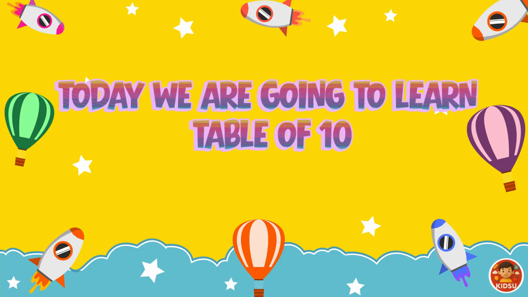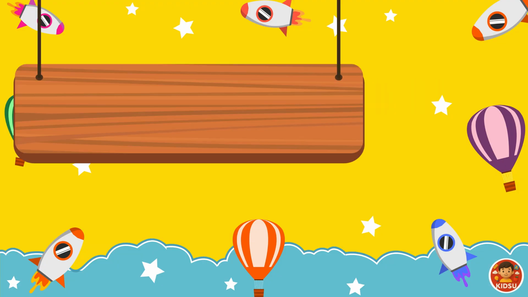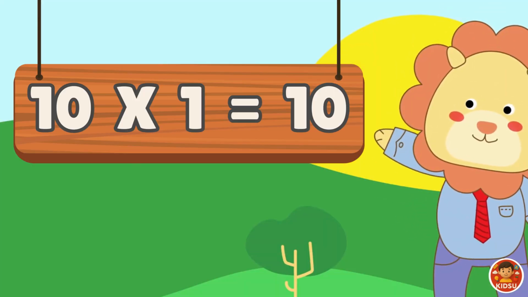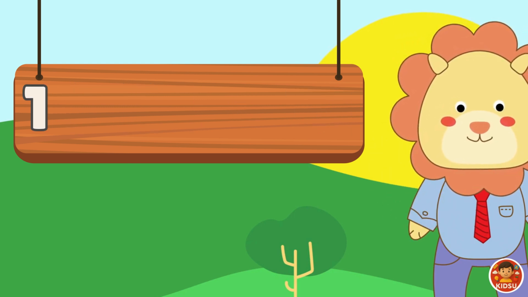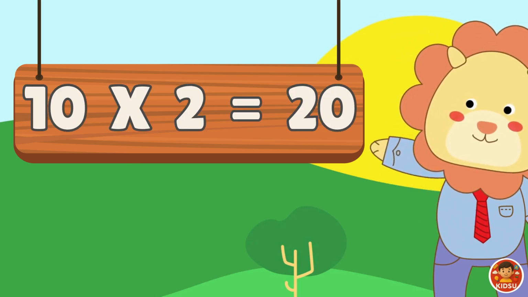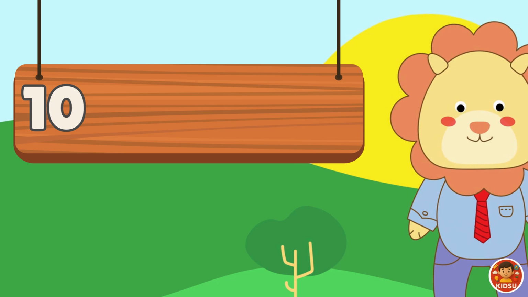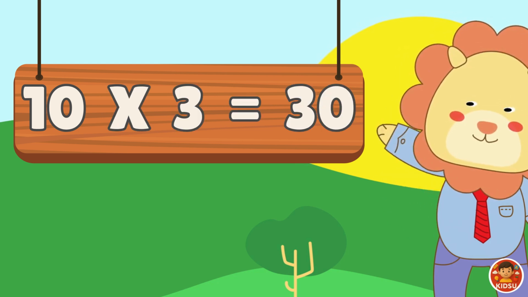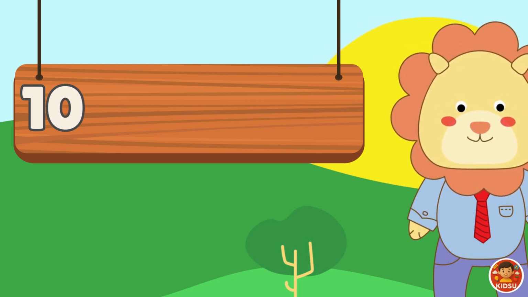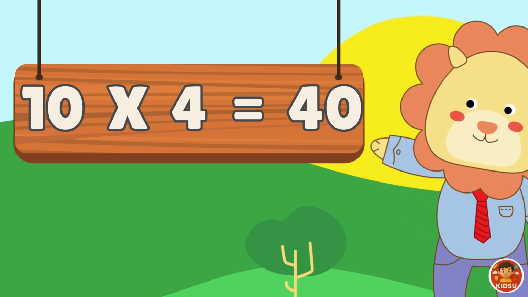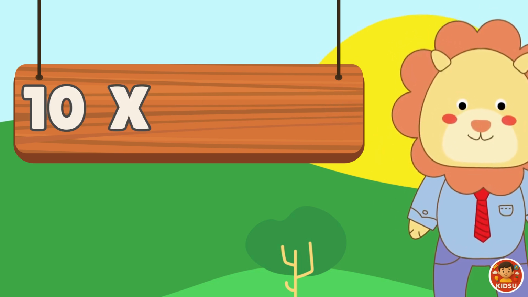Today we are going to learn table of 10. 10 ones are 10. 10 twos are 20. 10 threes are 30. 10 fours are 40. 10 fives are 50.